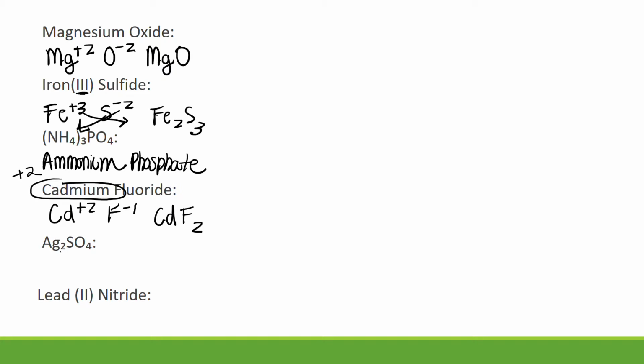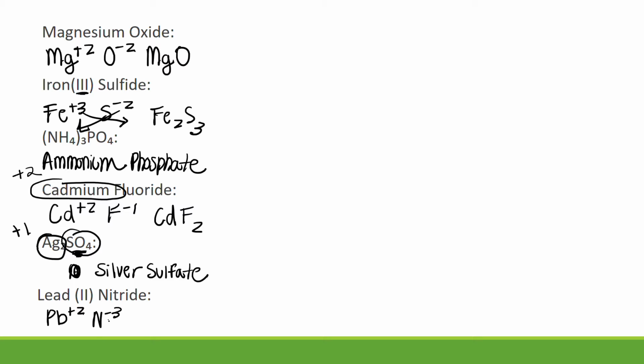Okay, silver 2 sulfate. So identifying the polyatomic ions, identifying that this is sulfate, one thing. And silver, this was another one we talked about earlier. Its charge is +1. So we're going to write the name of the metal first, silver, and then the name of the polyatomic ion, sulfate. Silver sulfate. All right, lead 2 nitride. So we're going to write the symbol Pb +2, nitride N -3. We're going to crisscross the charges, and we are going to be left with Pb3N2.